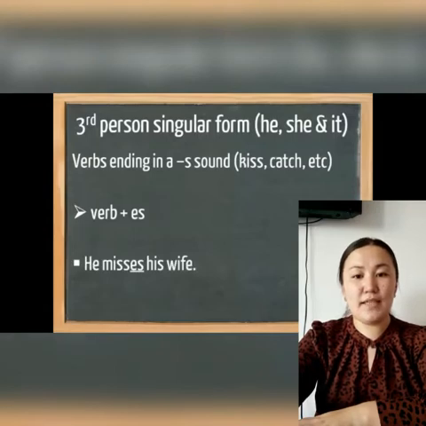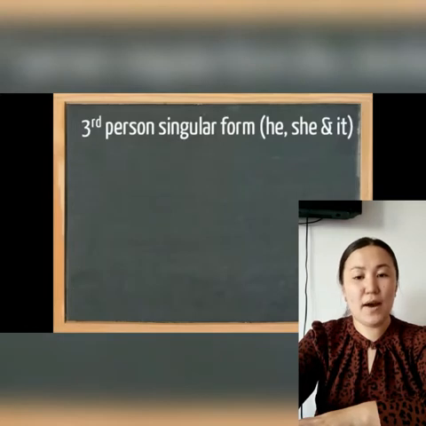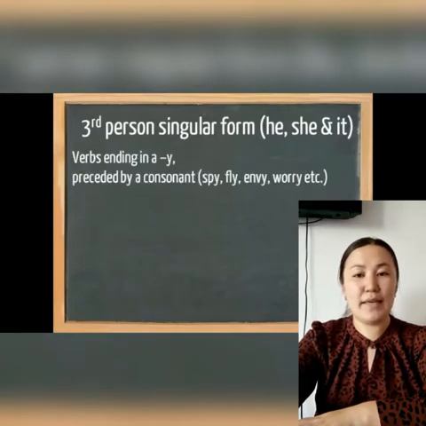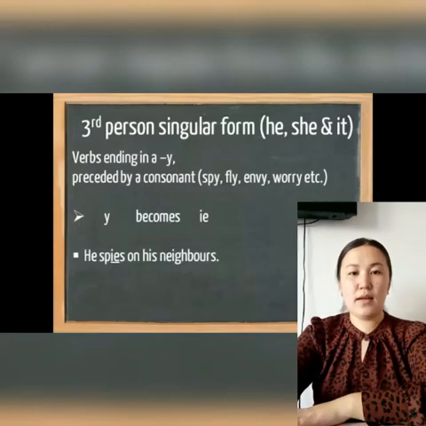For verbs ending in a y, preceded by a consonant, such as spy, fly, invite, worry, and the consonant being a p, an l, a v, and an r, the y becomes ie. He spies on his neighbors. She invites her cousin. It worries me a lot.